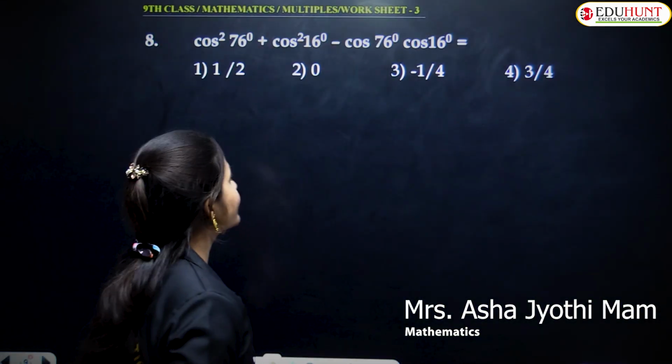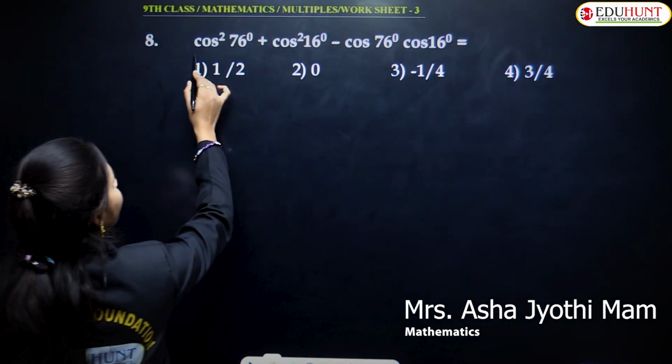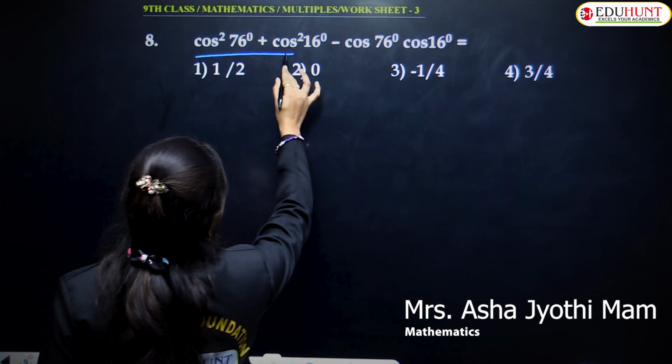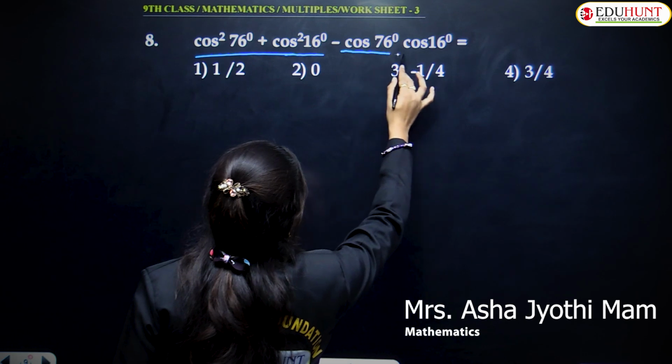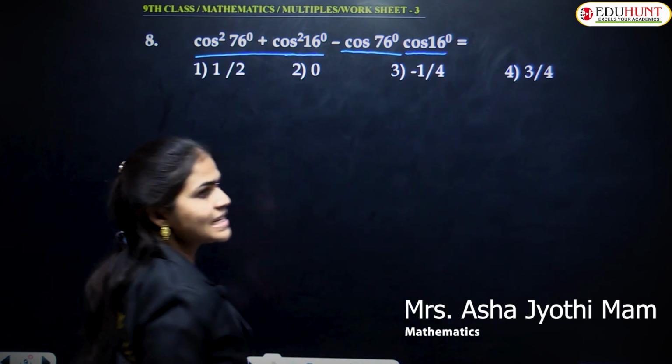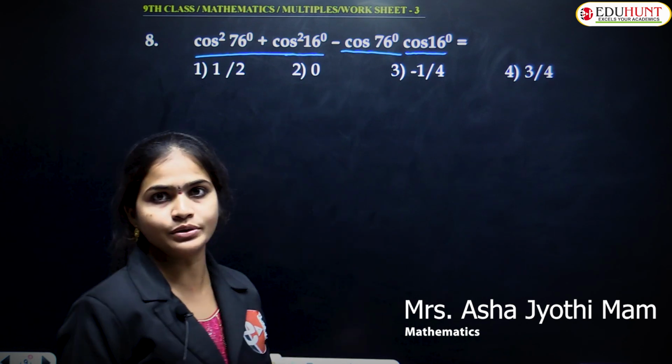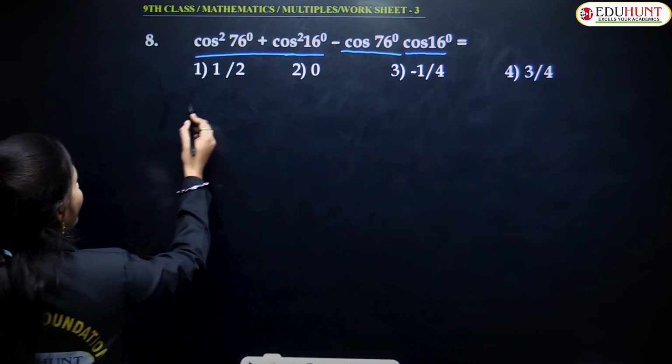So children, see that next question, the 8th one. See here what they have given: cos square 76 degrees plus cos square 16 degrees minus cos 76 degrees into cos 16 degrees. So that is the given question. We need to find that value here. Okay, so what have they given?